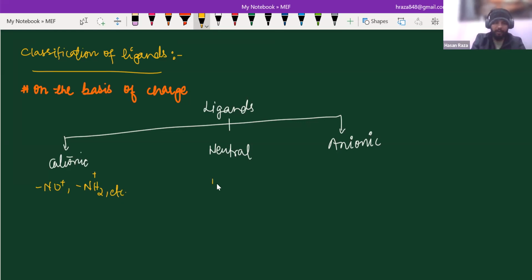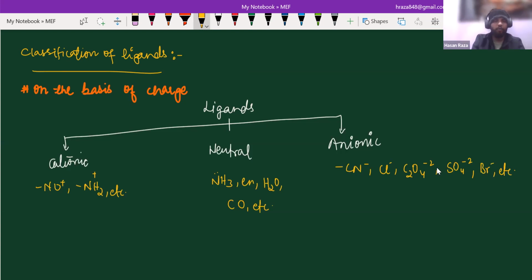Neutral ligands are NH3, en, and then H2O, and then CO, etc. Carbonyl. These are all neutral ligands. Then comes the anionic ligand. Anionic ligands are the ligands which have negative charge. So on the basis of charge, ligands are classified into three groups: cationic ligands, neutral, and anionic ligands. So please do write it.